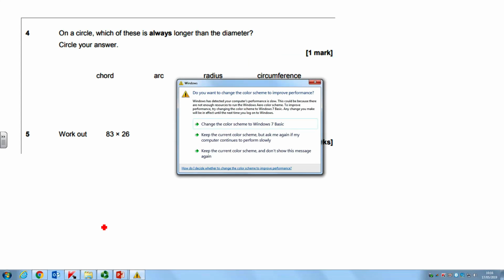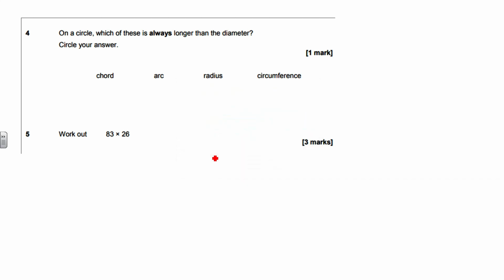Okay, so here we are on question 4. On a circle, which of the following is always longer than the diameter? Well, the diameter of a circle is the line that goes from edge to edge on the circumference through the middle of the circle. A chord, however, is a line that goes edge to edge, not through the middle, generally. So that will be smaller than the diameter, not longer. It needs to be always longer.